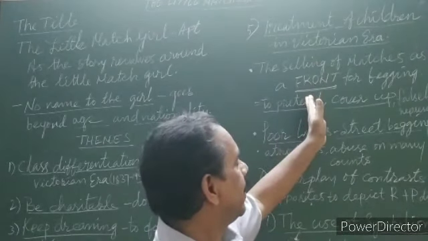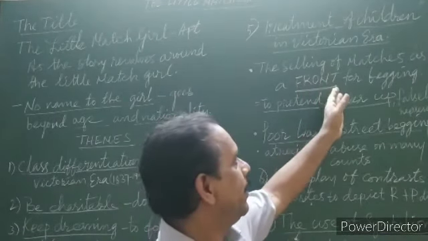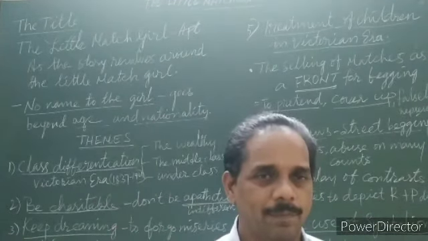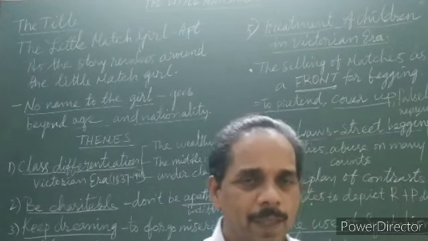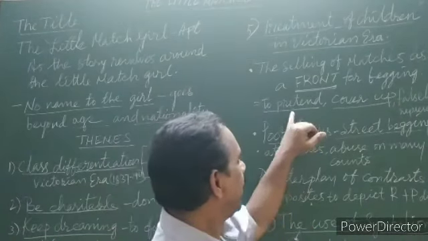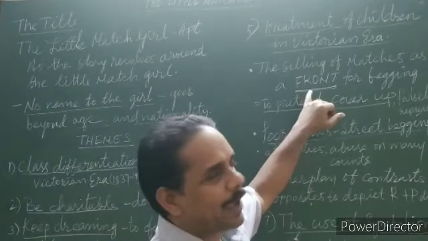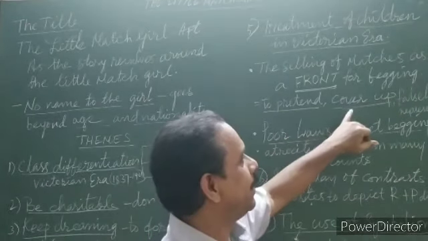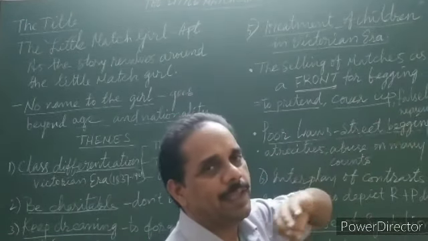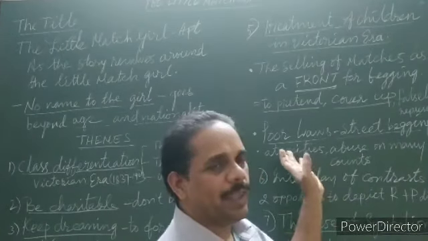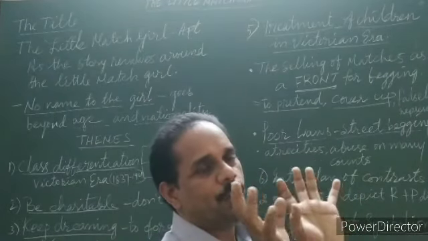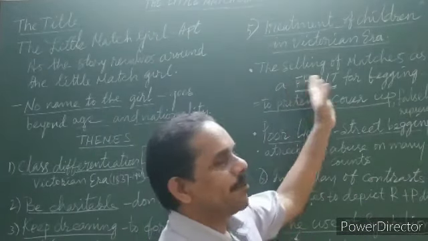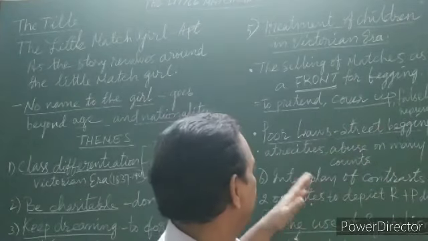Selling of matches as a front, F-R-O-N-T, for begging. What is the meaning of a front for begging? Very difficult to understand. So please pay attention. The meaning of as a front is to pretend, to cover up, or to falsely represent. So giving a cover up, giving a good name and doing something else. That is what as a front for begging means.